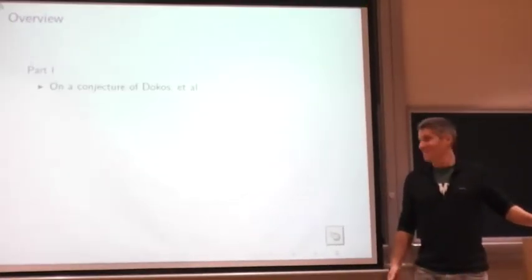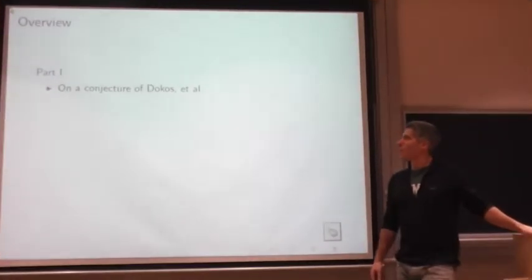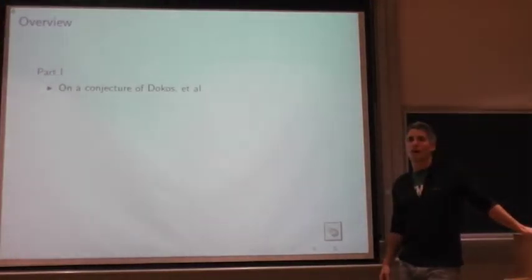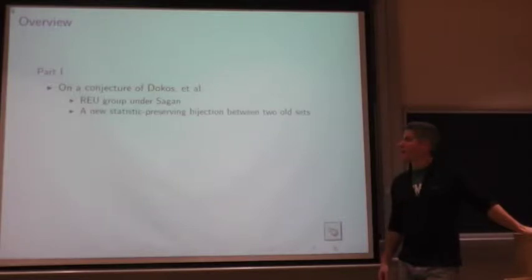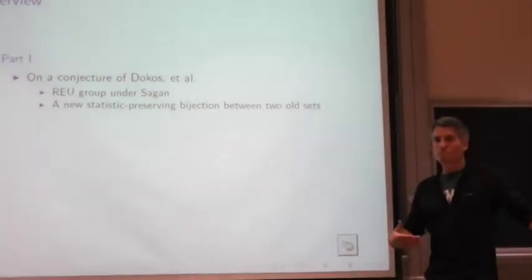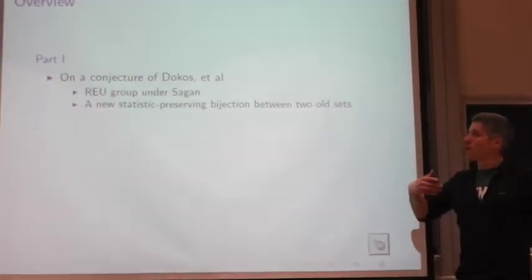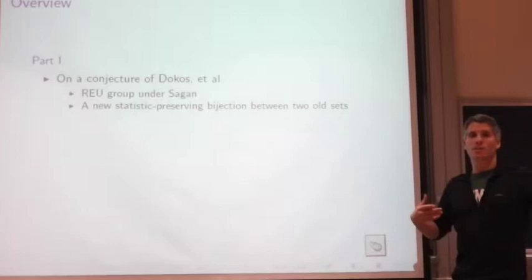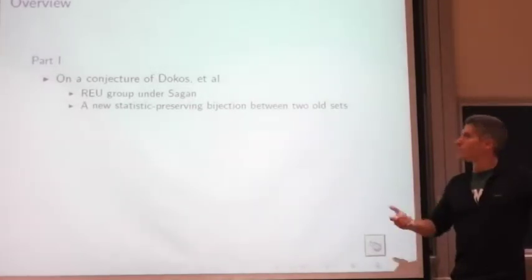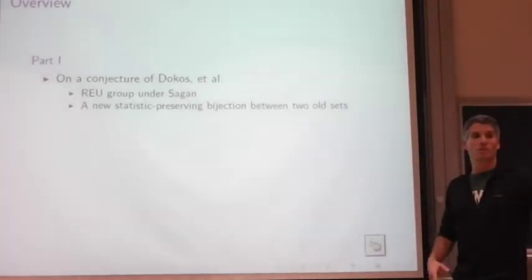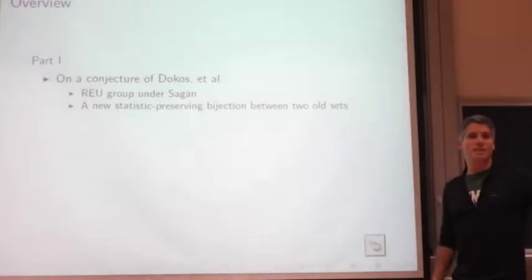The first part is a conjecture of a whole bunch of people sort of under the title Dokos et al. And if you're not familiar, this was an REU with Bruce Sagan from a couple years ago. And basically they had a conjecture, and what I want to share with you today is a proof of that conjecture by creating a new statistic preserving bijection between two sort of well-known or old sets.